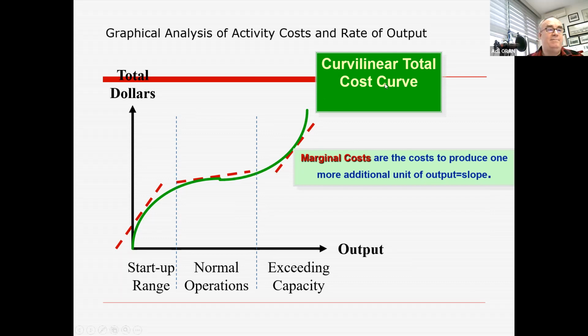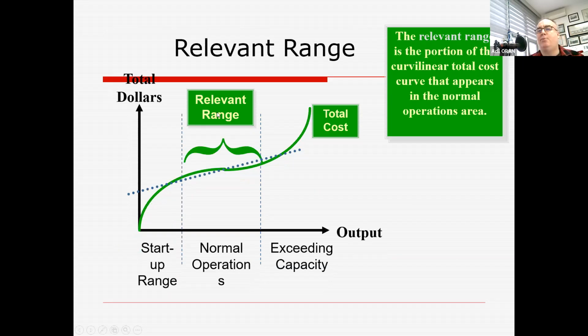So it's assumed you have a curvilinear total cost curve, and over different periods, you may approximate these with different kinds of cost curves. But we generally simply want to be able to say, well, for our company, this is our fixed cost and this is our variable cost. Well, if you can assume that you're operating only in a particular part of this cost curve, then a linear approximation to these may work. Typically this is referred to as the relevant range.